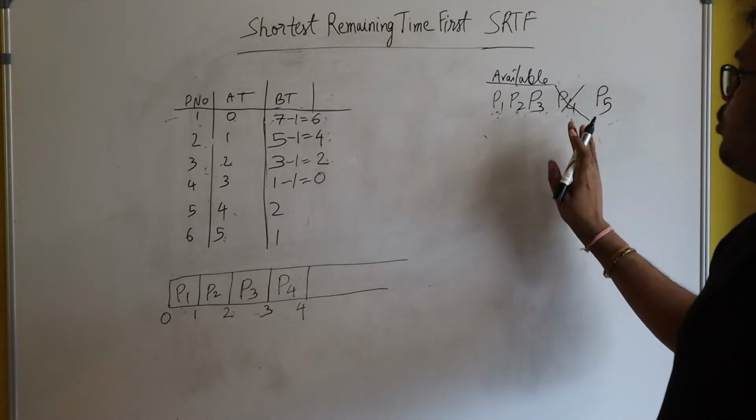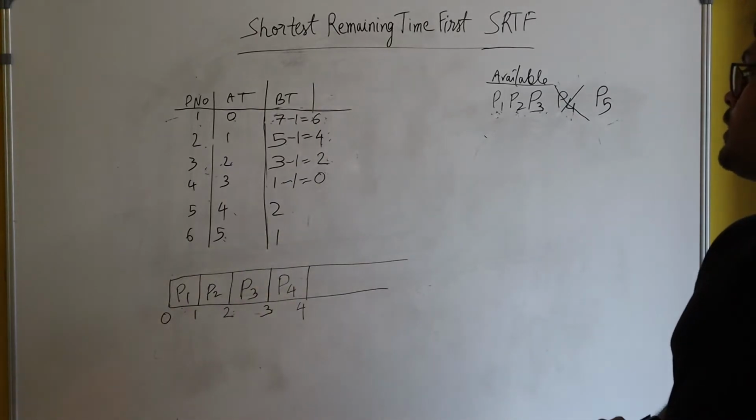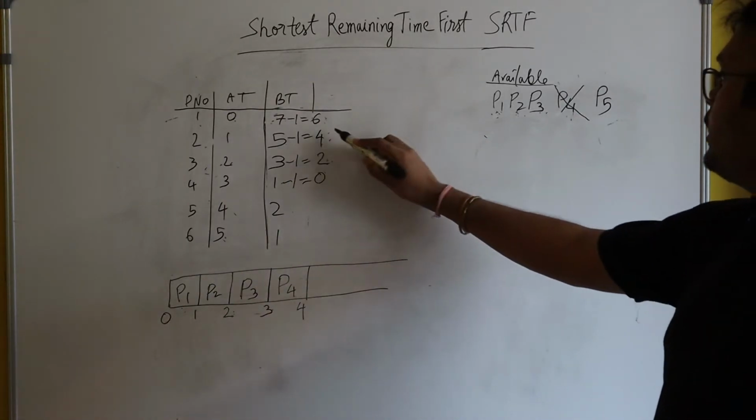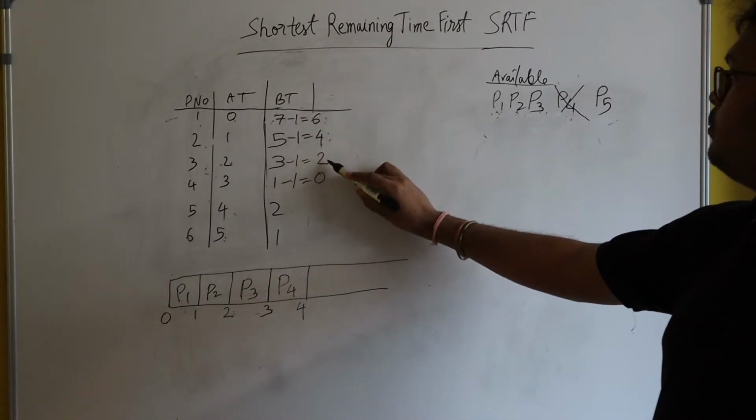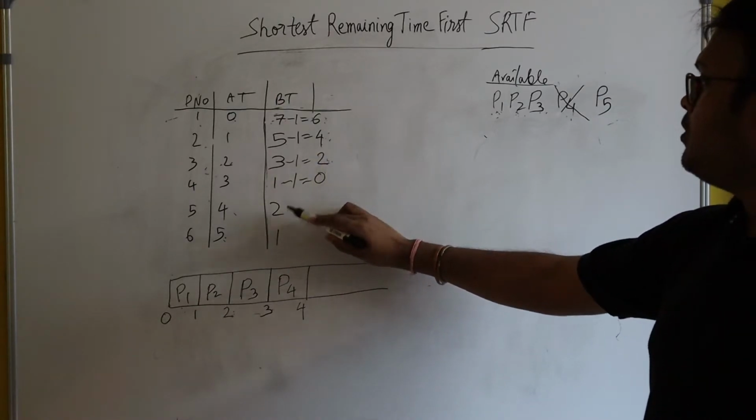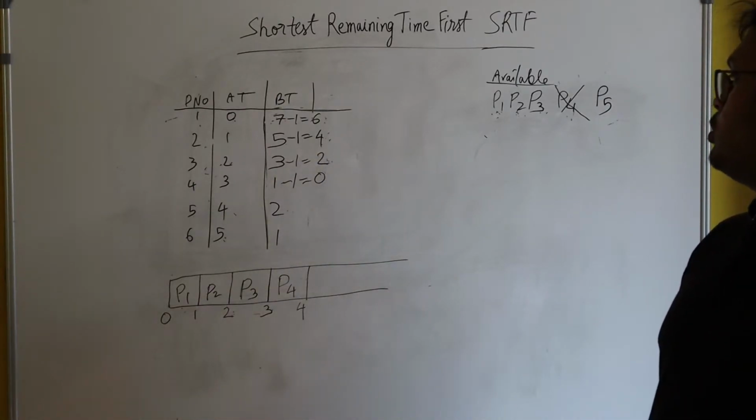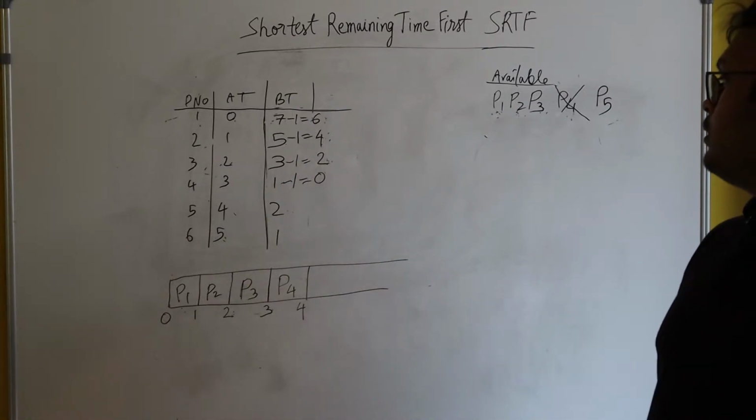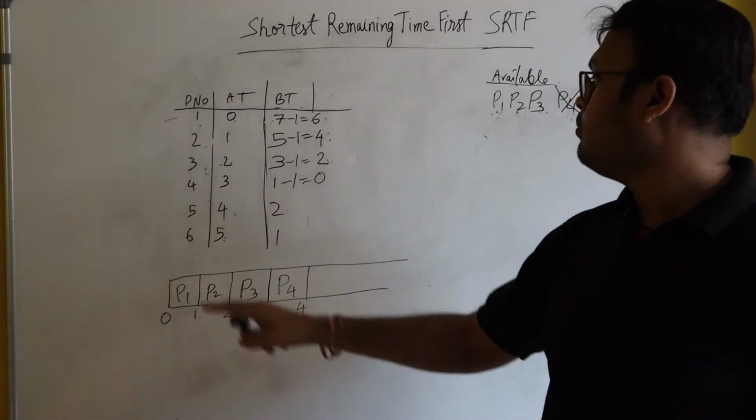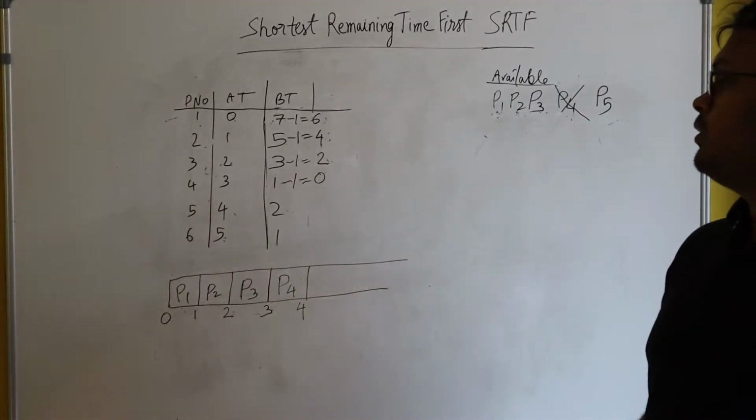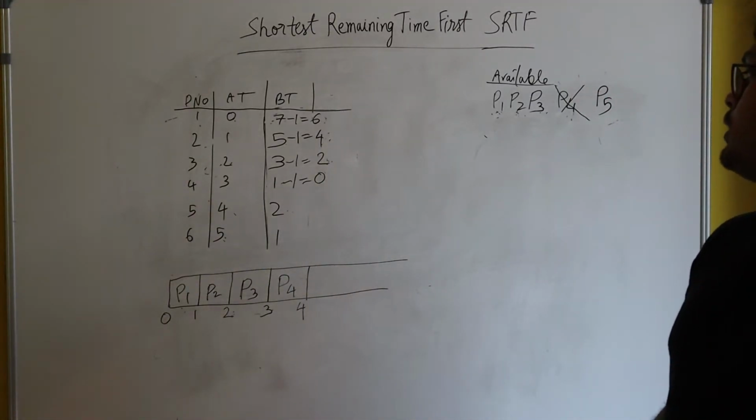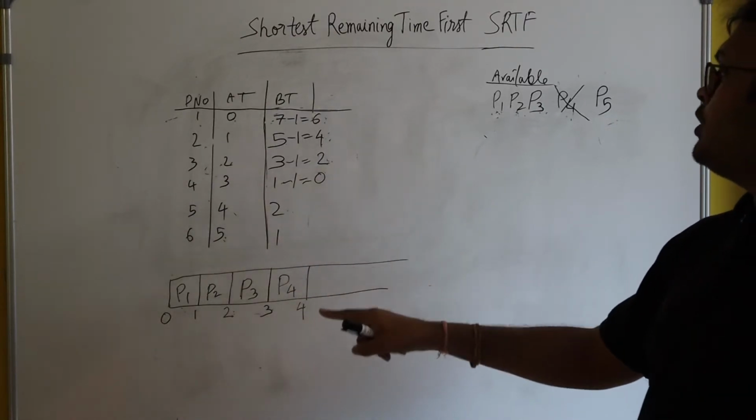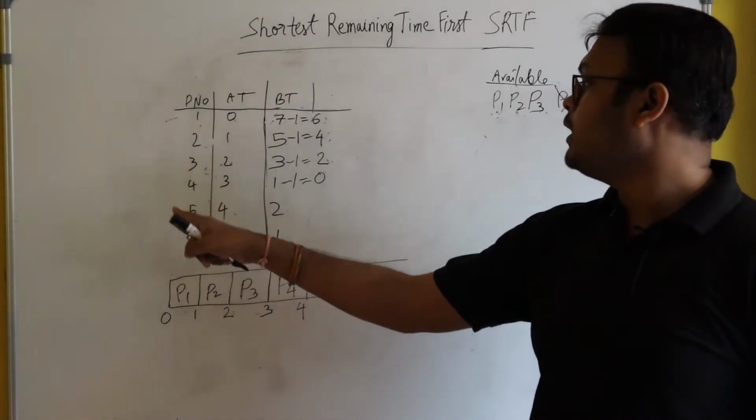Among these 4 processes, which process has the lowest burst time? P1 has 6, P2 has 4, P3 has 2, and P5 has 2. So you see, 2 is the lowest burst time, but here P3 and P5 both have 2 seconds left. So the CPU should be allocated to which process? There is a tie between P3 and P5.